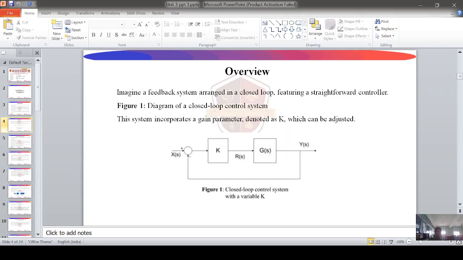Overview. Imagine a feedback system arranged in a closed loop featuring a straightforward controller. So, figure 1: diagram of a closed loop control system. The system incorporates a gain parameter denoted as K, which can be adjusted.